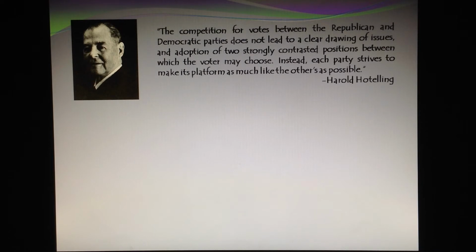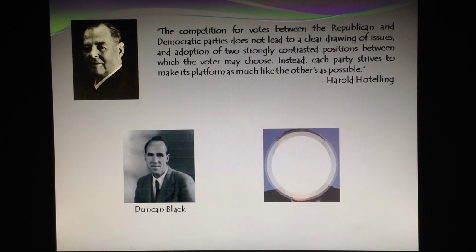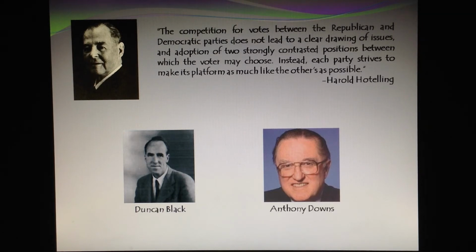19 years later, in 1948, a Scottish economist named Duncan Black formulated and proved the concept of the median voter theorem. However, it wasn't until 1957 that the idea became more popular. It was then that economist Anthony Downs extended the existing ideas of the median voter theorem in his book titled An Economic Theory of Democracy.